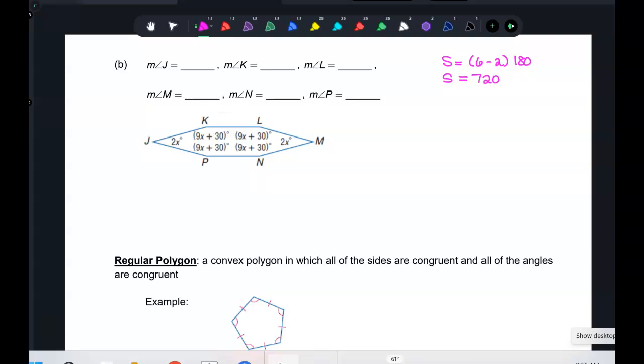Now I have how many angles that are 9x plus 30? 4 of those. So I would rather just do a 4 times 9x plus 30. And I have 2 angles that are 2x. And those all have to add up to 720. Distribute, right?